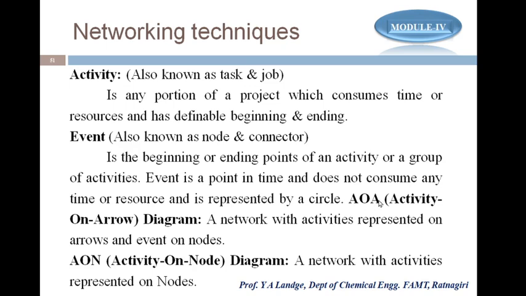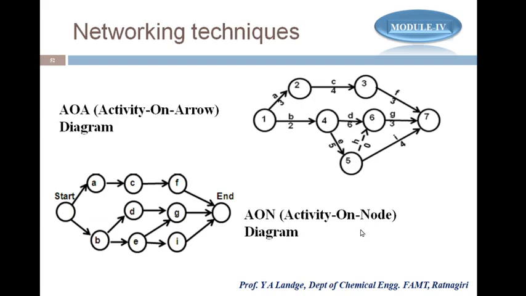Now what do we mean by the activity on node diagram? It is the network with the activities represented on the nodes. So if the activity is represented on the nodes, then we call it AON. And when the activity is represented on the arrows and events on the nodes, then we call it an AOA diagram. With the help of the diagram we can easily understand what is meant by AOA and AON.